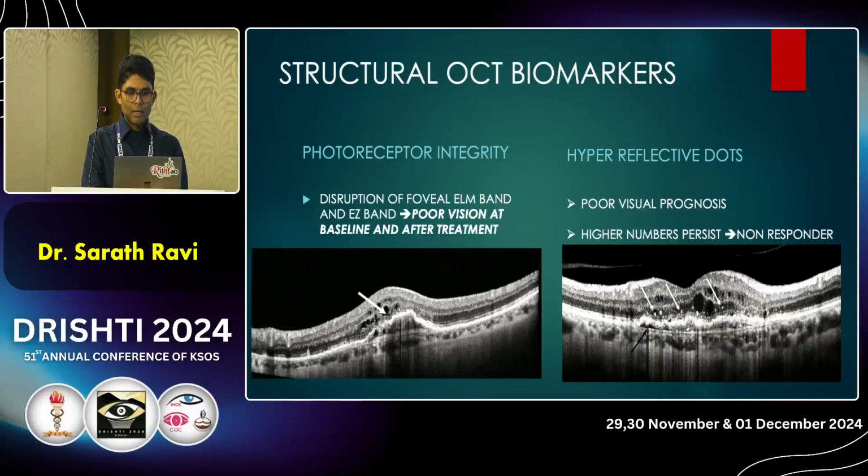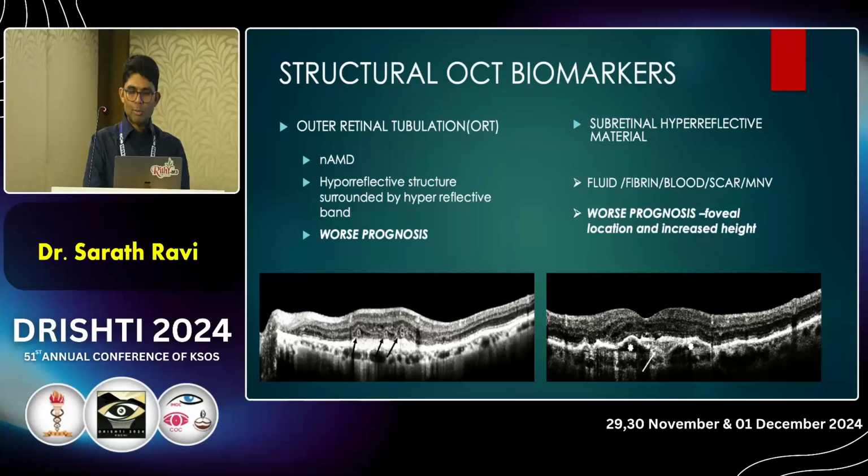Some of the structural OCT biomarkers include the photoreceptor disruption, which is very common in neovascular AMD. There is disruption of foveal external limiting membrane or the ellipsoid zone and it indicates a poor baseline visual acuity and poor response to treatment. Whereas hyperreflective foci are also seen in AMD, and these in higher numbers persisting even after treatment indicate a non-responder.